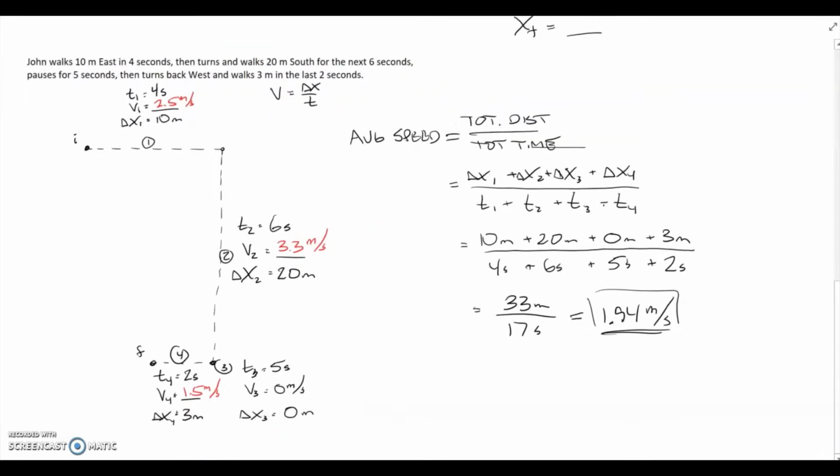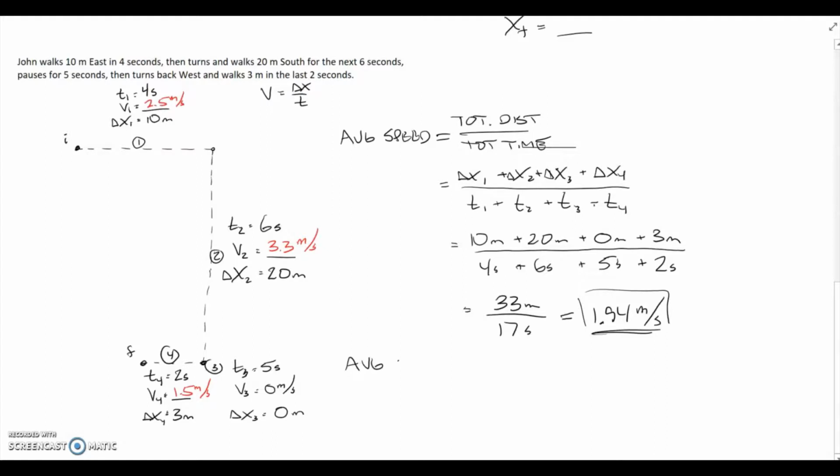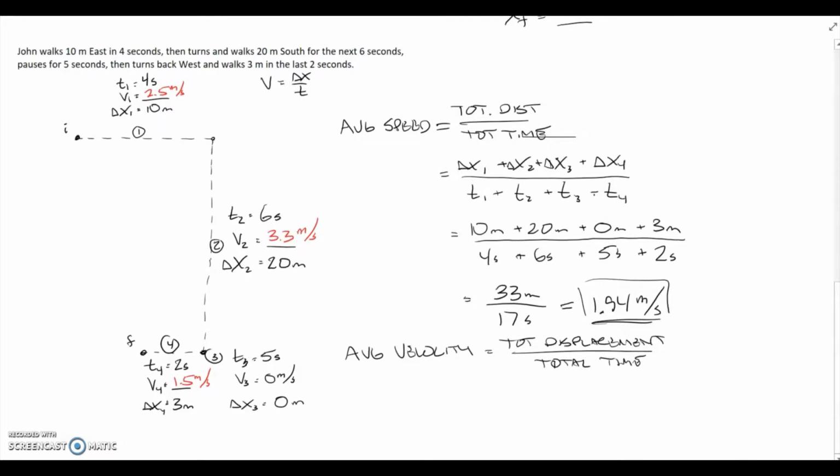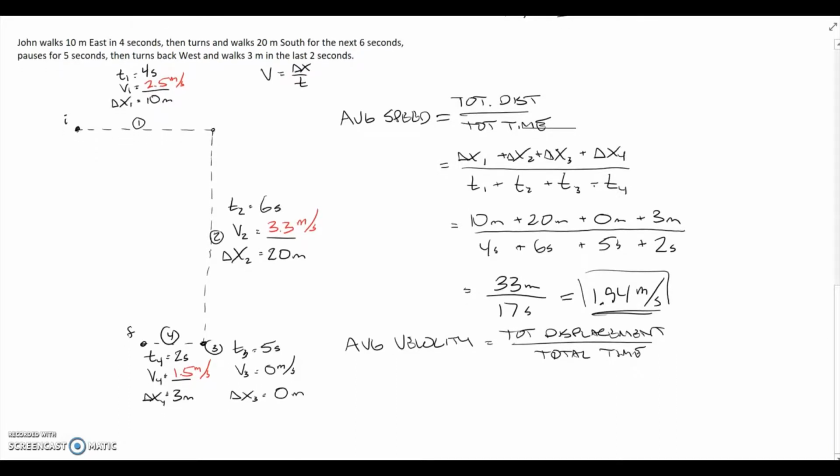But what if I ask for the average velocity? Well, we have to understand the difference in the definition. A velocity is a displacement over time. The total displacement over total time. The displacement is actually the straight line path from point A to point B. This is our total displacement.